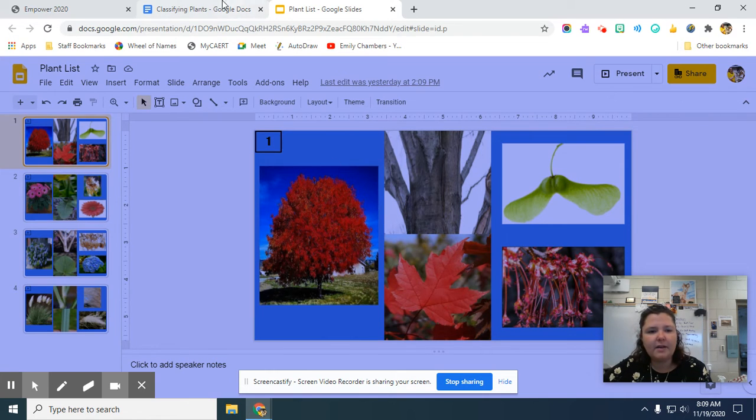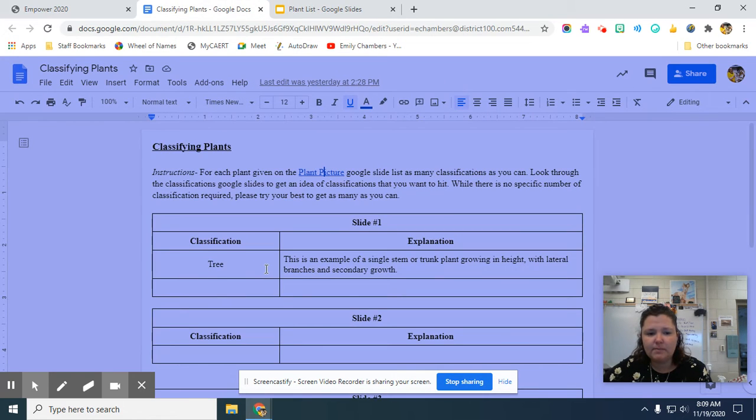The most basic one I can think of to give you guys an example is tree. So what classification is it? It's a tree. The explanation is how I know it's a tree. It's an example of a single stemmed or trunked plant growing in height with lateral branches or secondary growth. Those are the general definitions of what makes a tree a tree. So that's what I put in there.